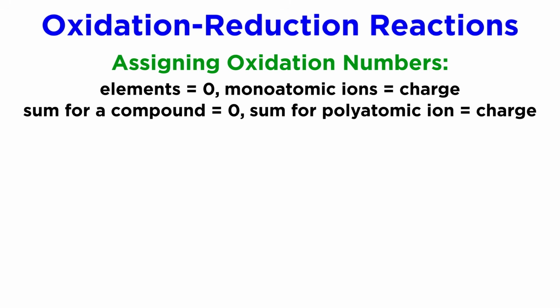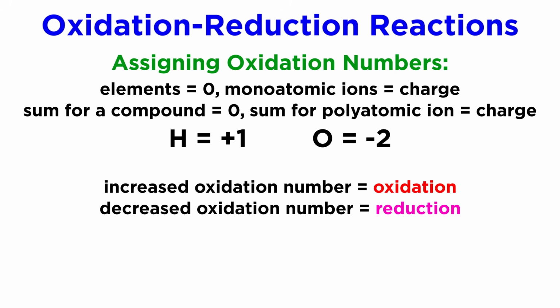The most reliable way to assign these is to know that hydrogen is always +1 and oxygen is always -2, except for in certain rare circumstances we will not discuss. From these two numbers, we can usually get the other numbers we need. Then when looking at a reaction, the element which has had its oxidation number increase was oxidized, and the one which has had its oxidation number decrease was reduced.